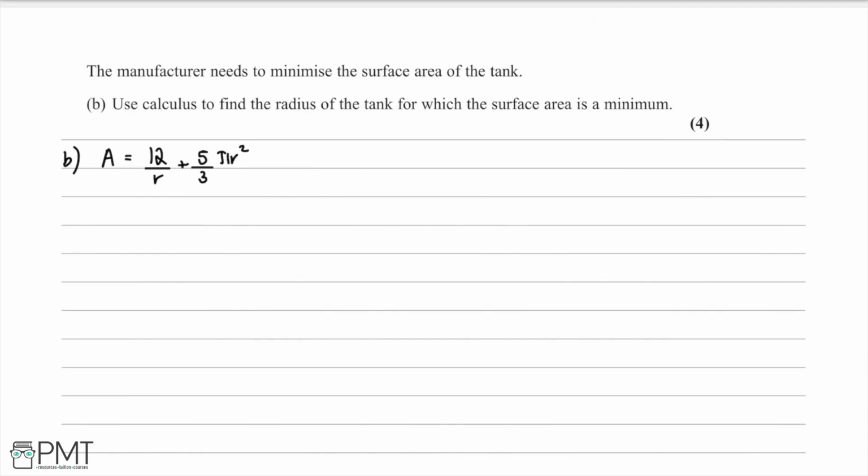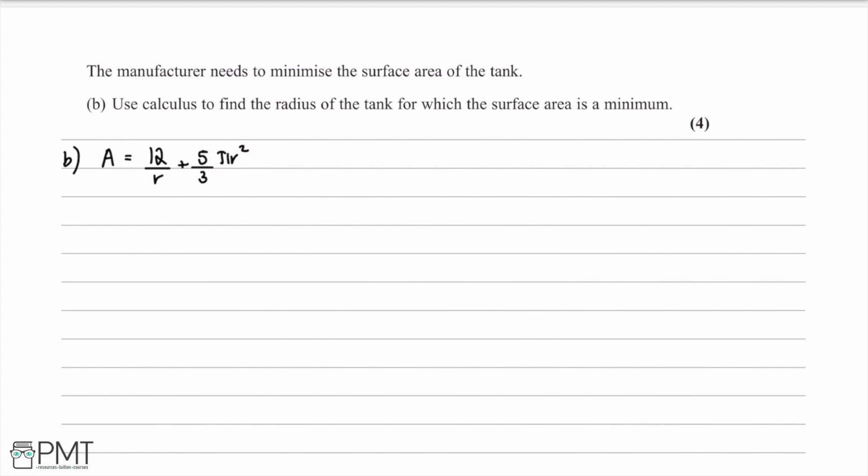So in part B of this question, we're given some further information. We're told that the manufacturer needs to minimise the surface area of the tank. And we're asked to use calculus to find the radius of the tank for which the surface area is a minimum. So we first recall that we have just shown the equation for the surface area of the tank, and that's given by 12 over r plus 5 over 3 pi r squared.